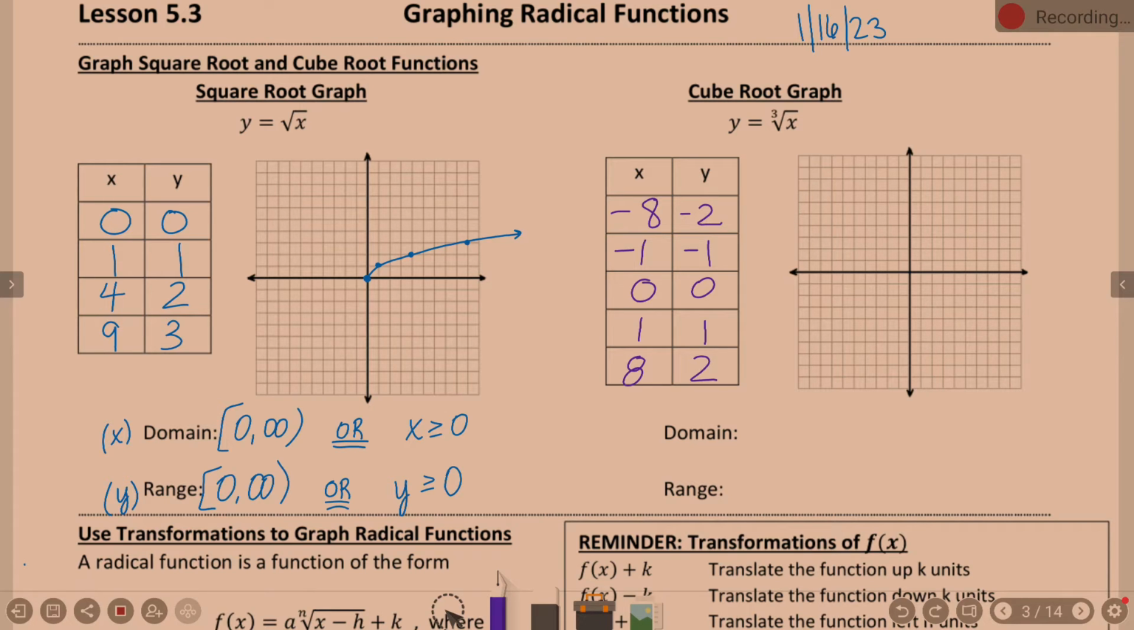Okay, let's graph this one and see what it looks like. Left 8, down 2. Left 1, down 1. 0, 0. Right 1, up 1. Right 8, up 2. Has a little bit of a different look here, doesn't it?